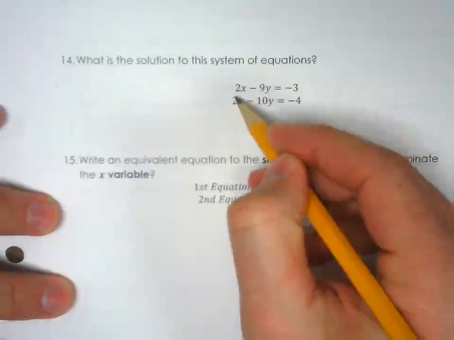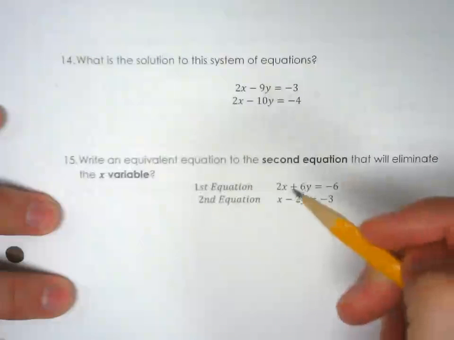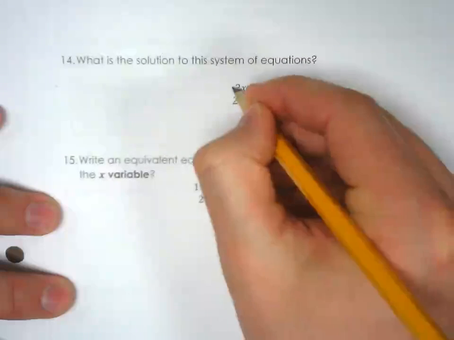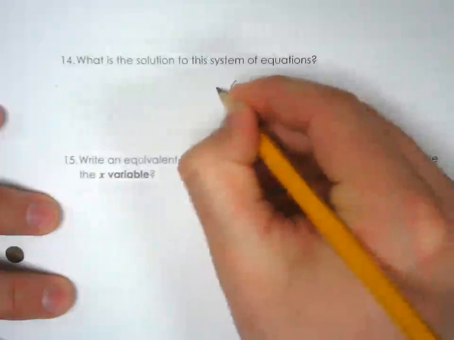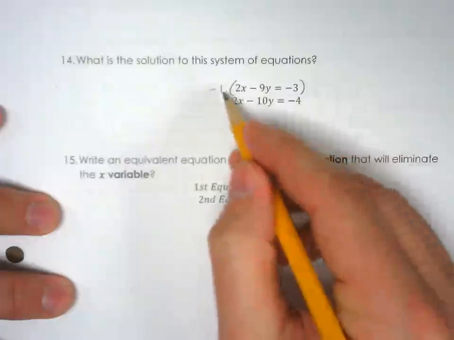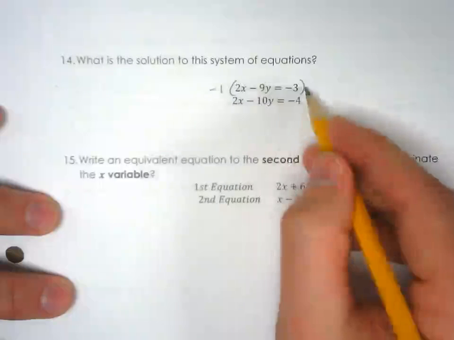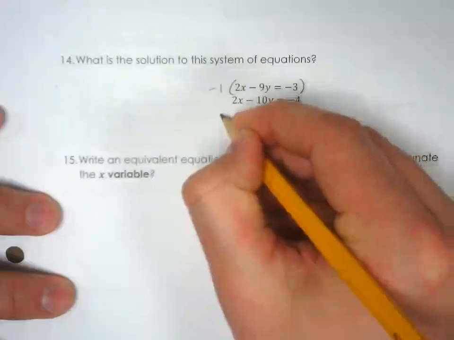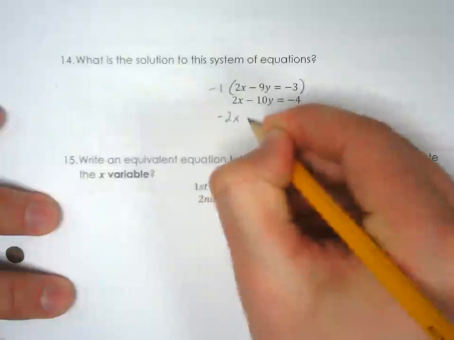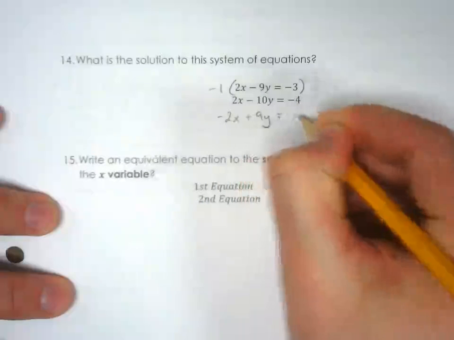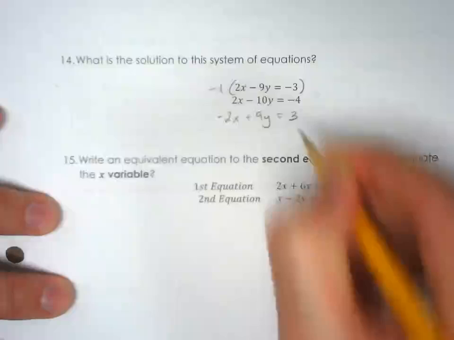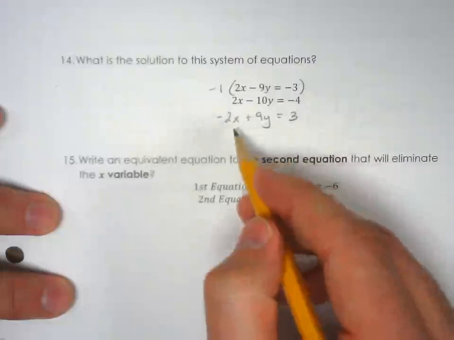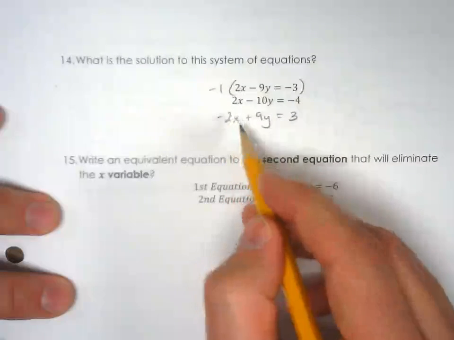So what we can do there is, well, if one of these were a negative 2, how great would that be? So what we're going to do is multiply this whole top side by a negative 1. If we do that, it's going to change all the signs for this polynomial. So this becomes negative 2x plus 9y equals a positive 3. And then from there, all we have to do is combine our like terms.